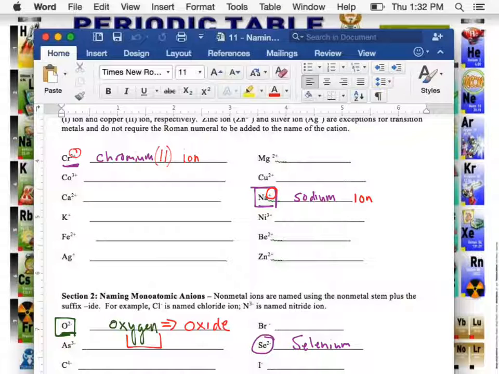So, what's the suffix in selenium? Seleniide? Selenide. Ooh, that sounds a lot nicer. Let's stick with that.